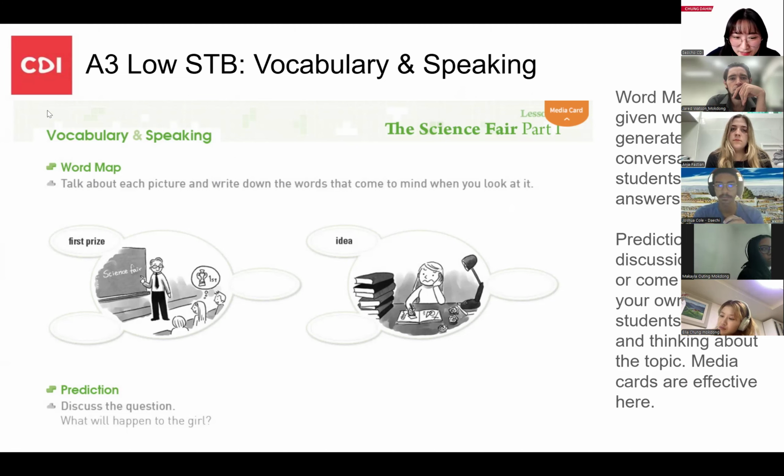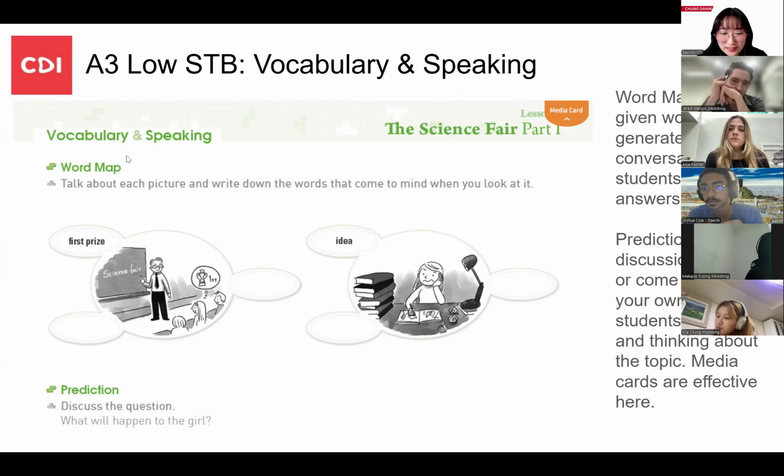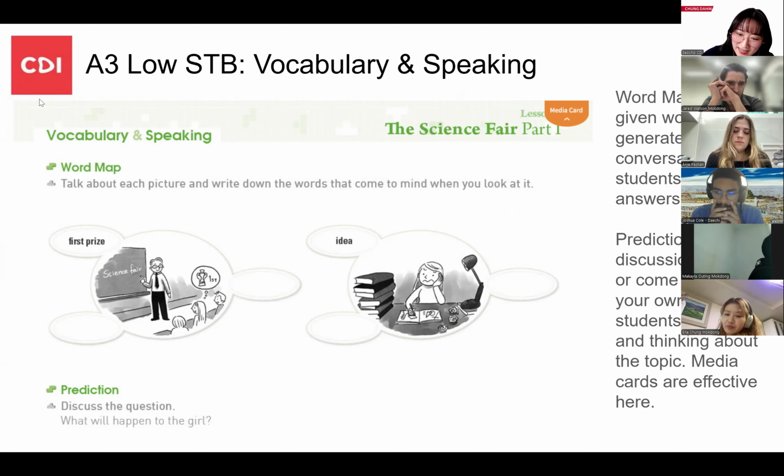So you can ask some leading questions like, who do you think the man in the middle of this picture is? Or what does that say on the board? Or what is that girl thinking about? And try to get the students talking a little bit more about the topic. You can also personalize the questions, ask them, have you ever won first prize? Or have you ever struggled to come up with a good idea? Then they'll start thinking.